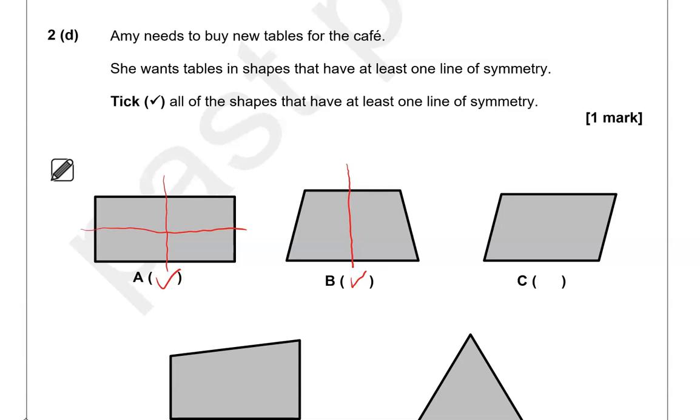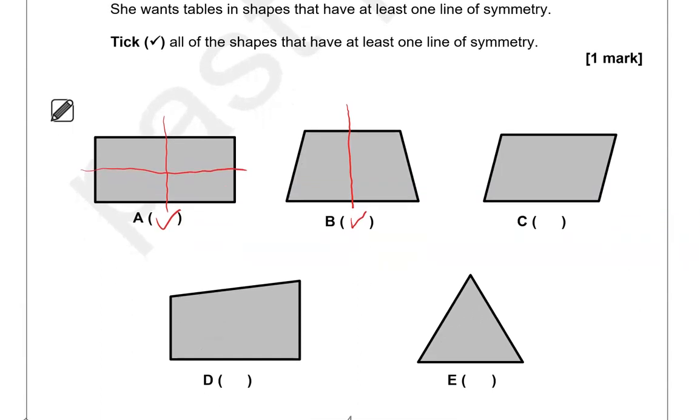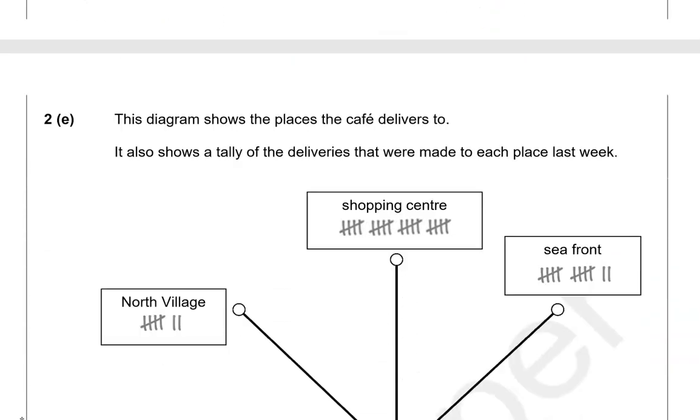Looking at C, it doesn't have a line of symmetry. D doesn't have one. E does. So A, B, and E are the correct options.